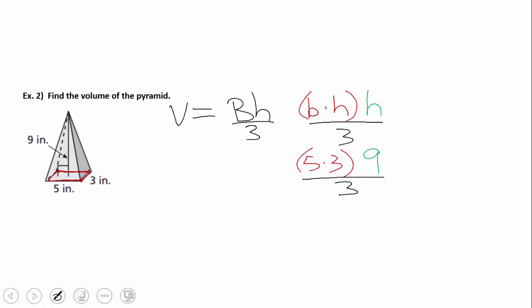And some of you might recognize, since we're doing all this multiplication, I could simplify before I divide. I mean, I could go like this, divide those 3 and out and get 45. And then be 45 inches cubed. And if you don't believe me, take 5 times 3 times 9 and divide it by 3. I mean, I can simplify before I multiply. It still works. So anyway, the volume of this pyramid is 45 inches cubed.